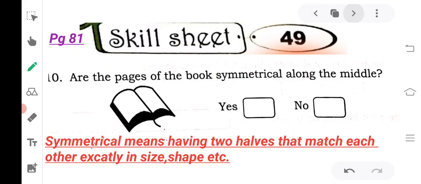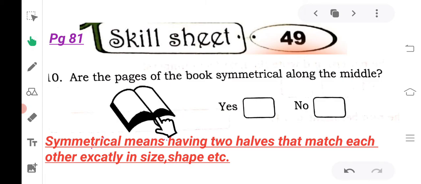Okay children. Now the next question is very important, given on page number 81 of your skill sheet 49. Question 10: Are the pages of the book symmetrical along the middle? Yes or no? Symmetrical means, children, having two halves that match each other exactly in shape, size, etc. It means you have to see that if you open the book, both sides of the book should be exactly the same.